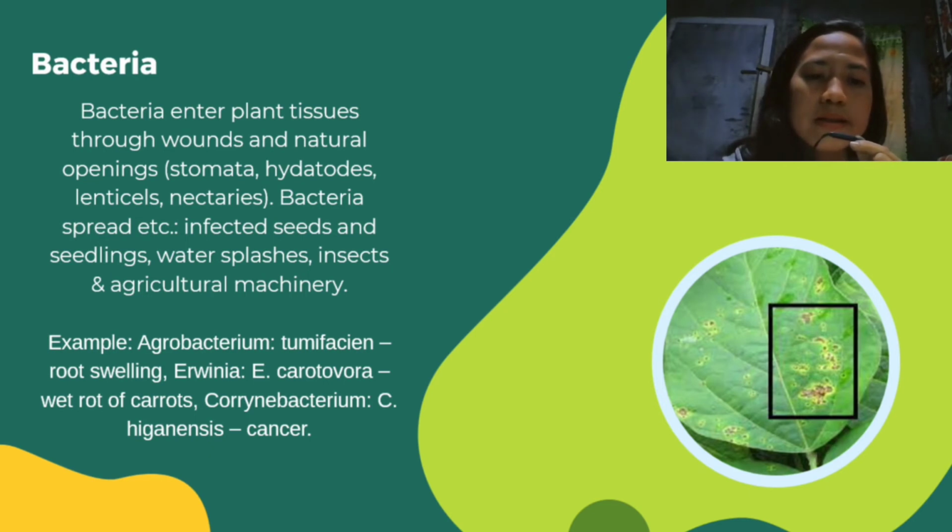Bacteria. Bacteria enter plant tissues through wounds or natural openings like stomata, hydathodes, lenticels, and nectaries. Bacteria spread through infected seeds and seedlings, water splashes, insects, and agricultural machinery.